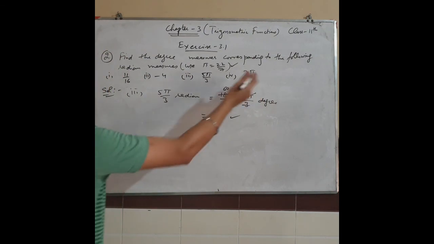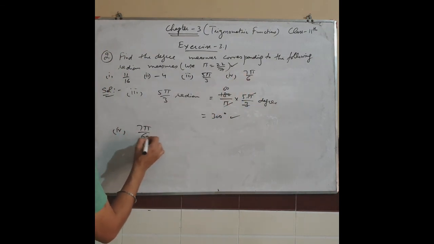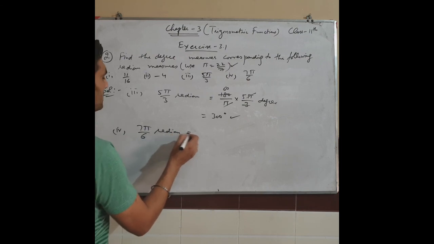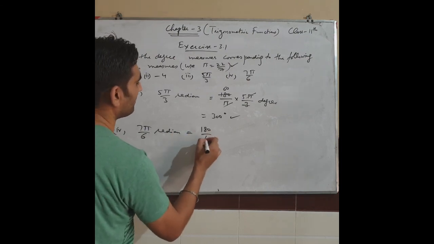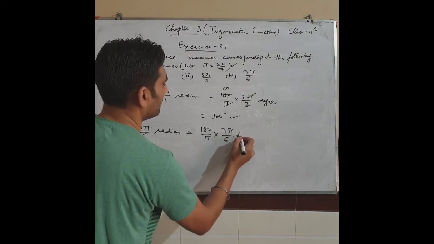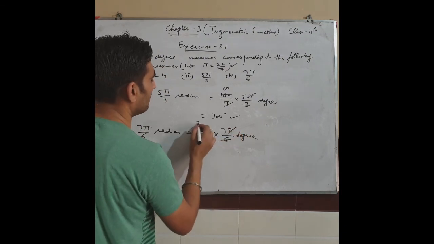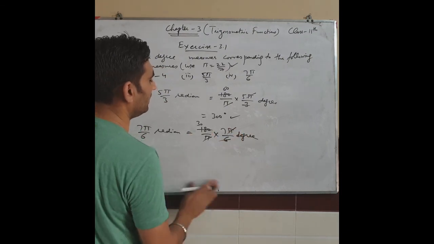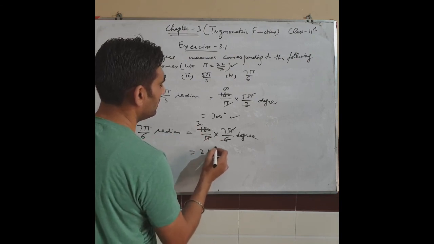Very simple to write. Same as the third, we have part number 4: 7 pi over 6 radian. This can be written as first 180 over pi into 7 pi over 6, and it will be in degrees. Pi cancelled, 6 will get cancelled with 180, 30, and you have 210 degrees.